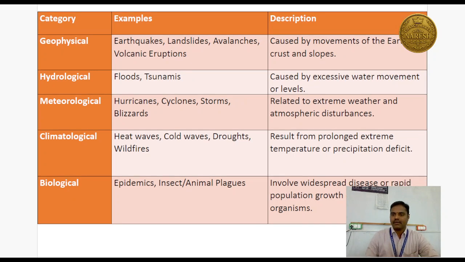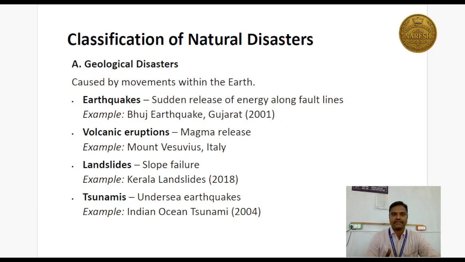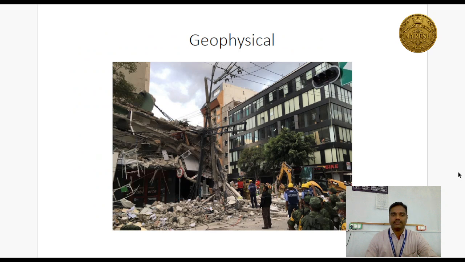Next, we'll see the classification of natural disasters. Just now we have seen a number of things with the best examples of geological disasters. The examples are the Bhuj earthquake which occurred in Gujarat in 2001, volcanic eruptions like Mount Vesuvius in Italy, and landslides which occurred in Uttarakhand, or Kerala also, where slope failures happened in 2018. And tsunamis, caused by undersea earthquakes, like the Indian Ocean tsunami in 2004. I spoke about the Kanyakumari tsunami as the best example.